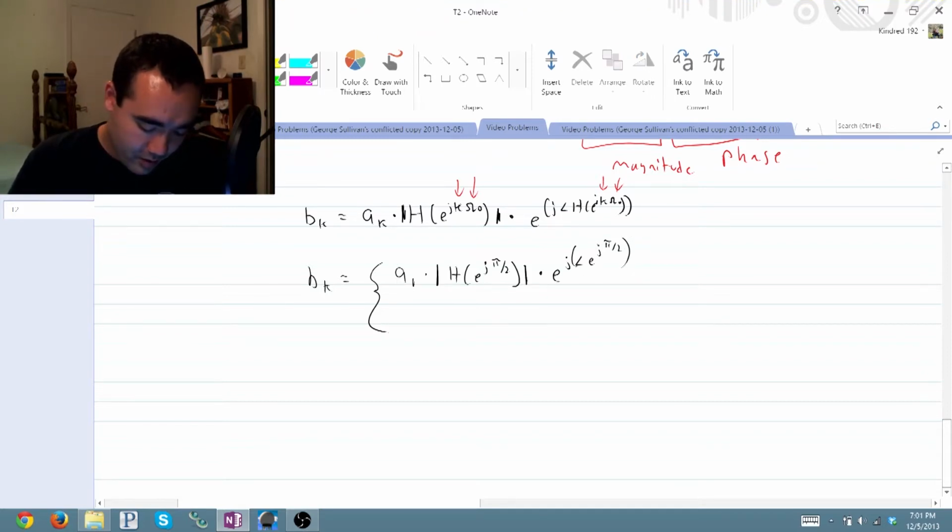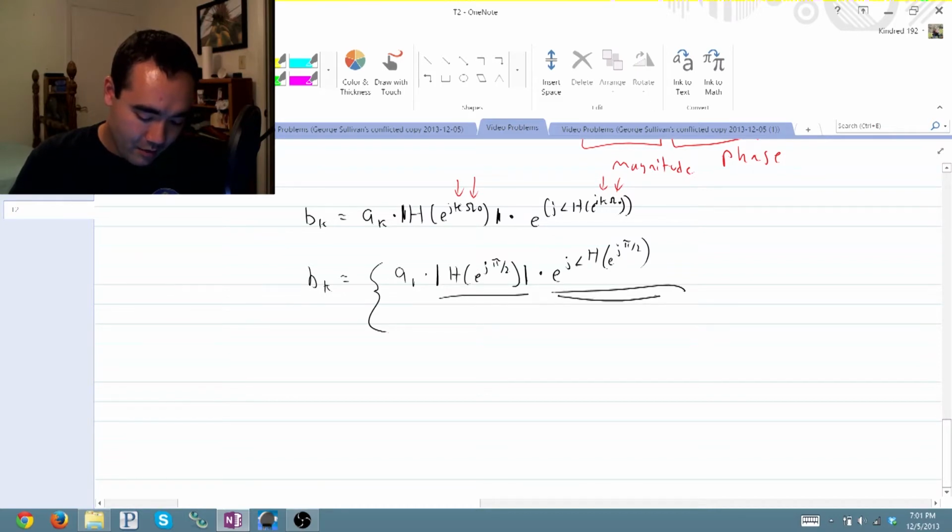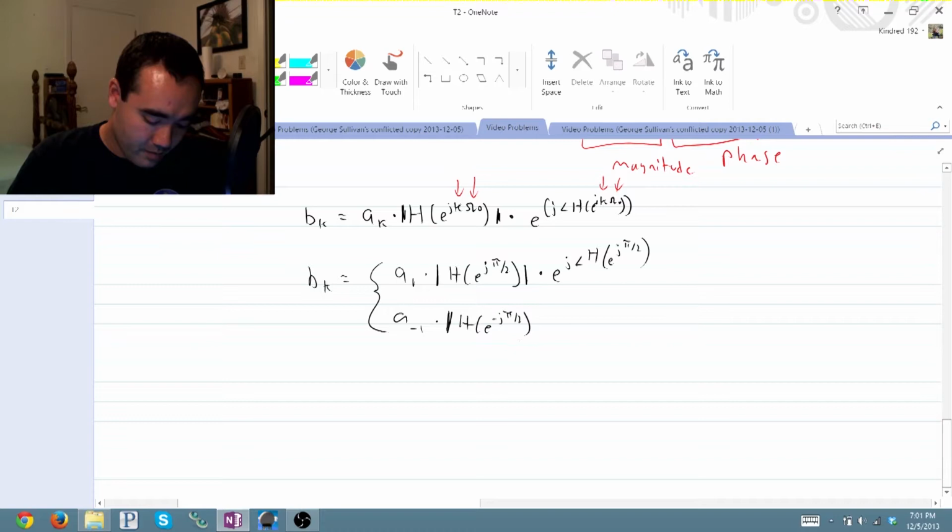And I forgot the frequency part of this. Move this over. H of e to the j omega. There we go, that makes more sense. So that's our phase and our magnitude. Now, the second half of this, for k equal to negative 1, is the magnitude of H of e to the negative j pi over 2 times e to the j, phase response of H of e to the negative j pi over 2.